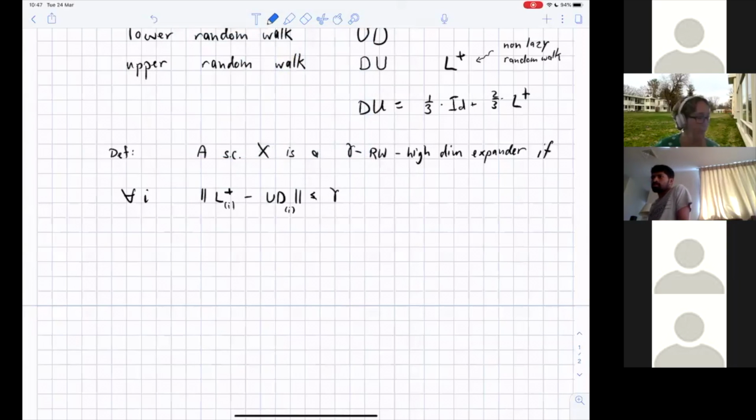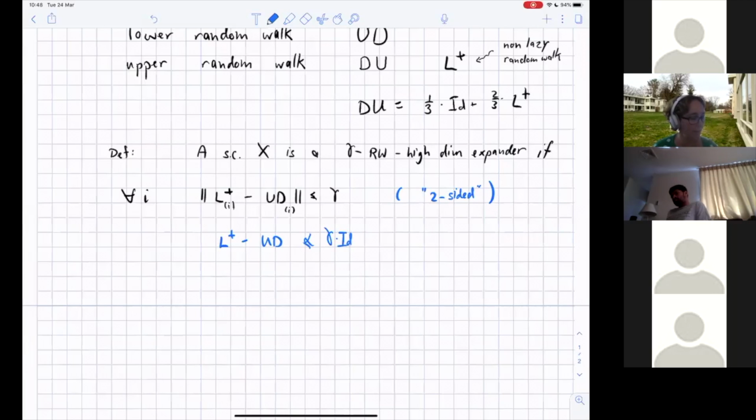By the way, this kind of definition, the way I wrote it, is what we call two-sided. I'll tell you in a minute why it's called two-sided. There's also a one-sided version, where you just write L plus minus UD is less than the identity times gamma. If you think of them as matrices, this notation just says that there's an upper bound on the spectrum. So it's an upper bound from one side.